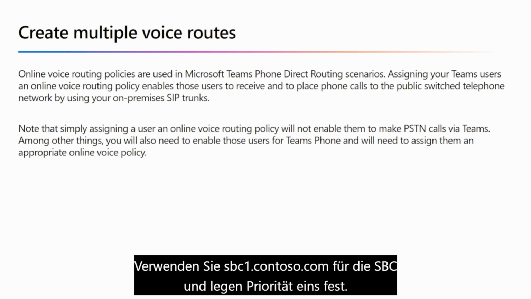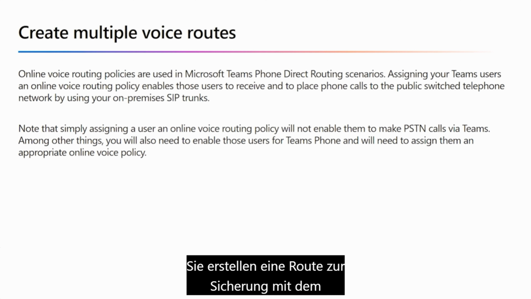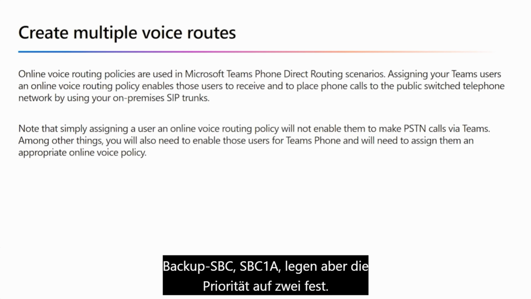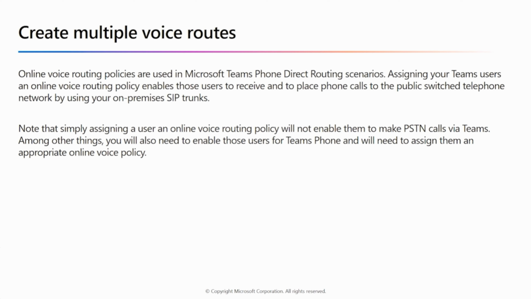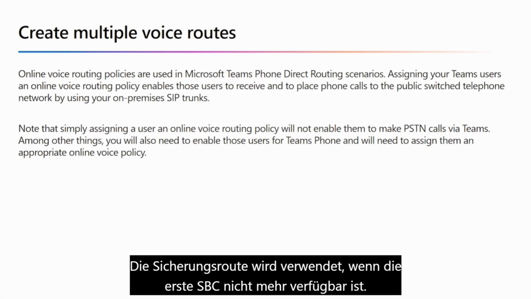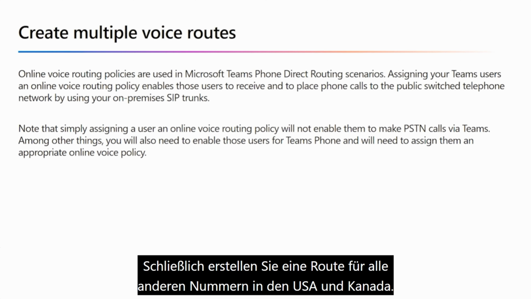Use sbc1.contoso.com for the SBC and set the route to priority 1. You create a backup route using a backup SBC, SBC1A, but set its priority to 2. The backup route will be used if the first SBC becomes unavailable. Finally, you create a route for all other US and Canada numbers.